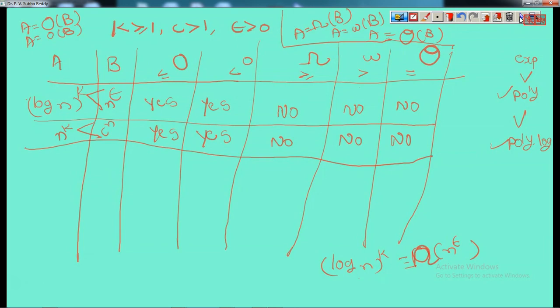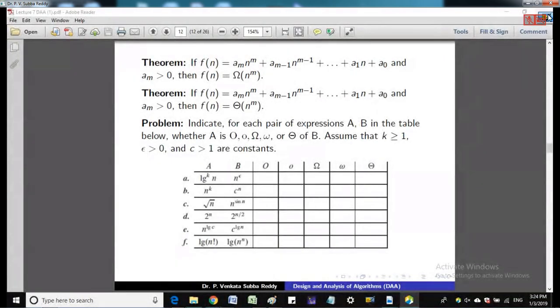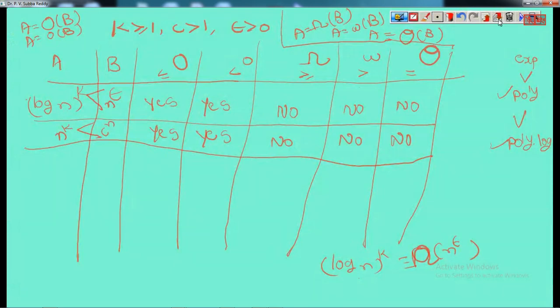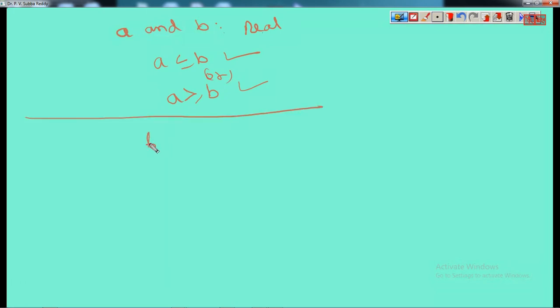Next, similarly you can try the third one: root n, n power sin n. Let me explain. If you are given two real numbers A and B, then either A less than or equal to B should be true, or A greater than or equal to B should be true. But for functions f of n and g of n, less than or equal to means big O, and greater than or equal to means big omega. This need not be true. If you are given two numbers, either the first is less than or equal to the second, or greater than or equal to it. But here it is not the case.